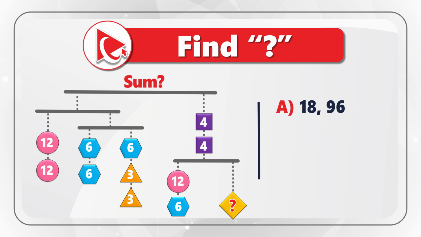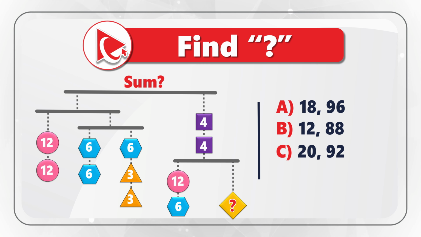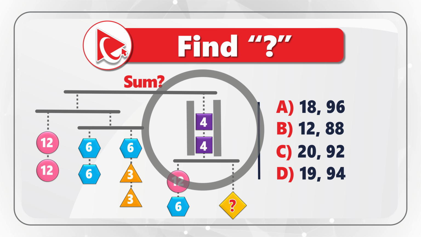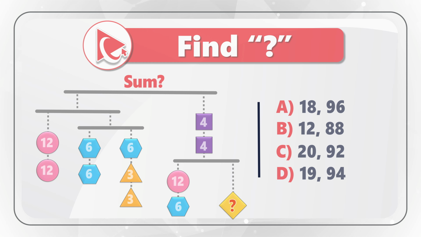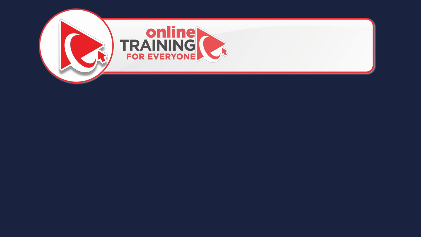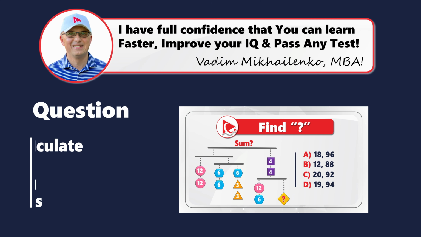Choice A, values 18 and 96. Choice B, values 12 and 88. Choice C, values 20 and 92. And last but not least, choice D, values 19 and 94. Take a close look, maybe pause this video to see if you can complete the calculations. On my end, I'm moving forward to share with you my version of the calculations.